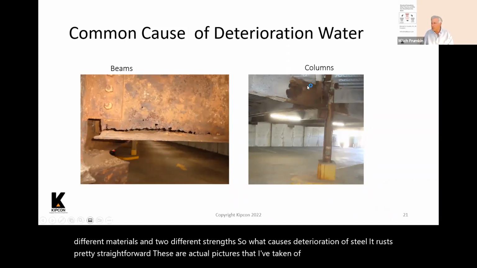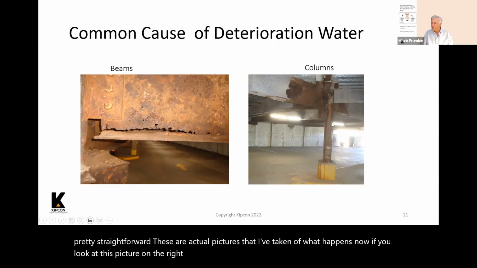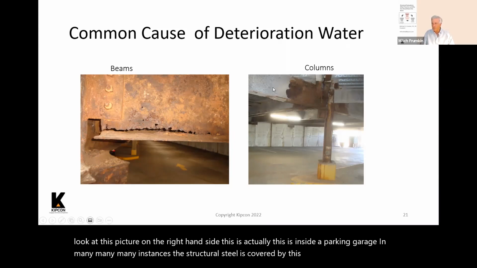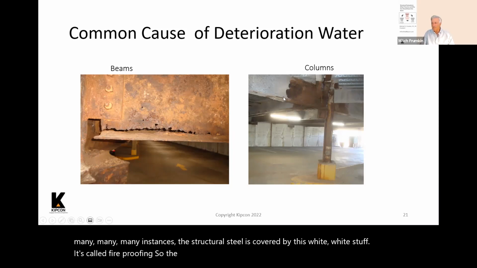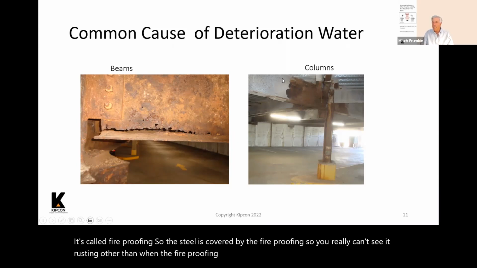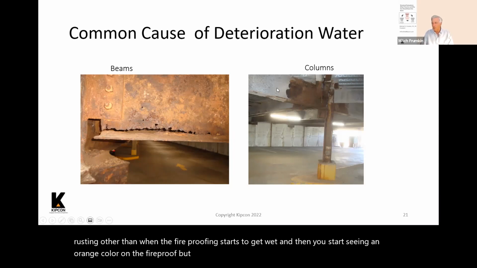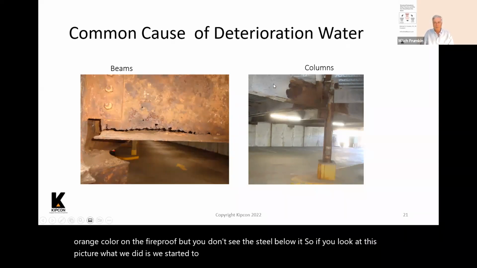Now, if you look at this picture here on the right-hand side, this is inside a parking garage. In many, many instances, the structural steel is covered by this white stuff. It's called fireproofing. So the steel is covered by the fireproofing. So you really can't see it rusting other than when the fireproofing starts to get wet, and then you start seeing an orange color on the fireproofing, but you don't see the steel below it. So if you look at this picture, what we did is we started to see that the fireproofing was wet, and we start to see signs of rusting.